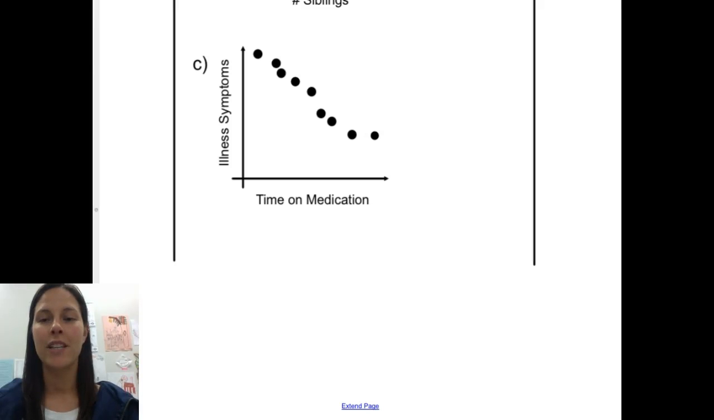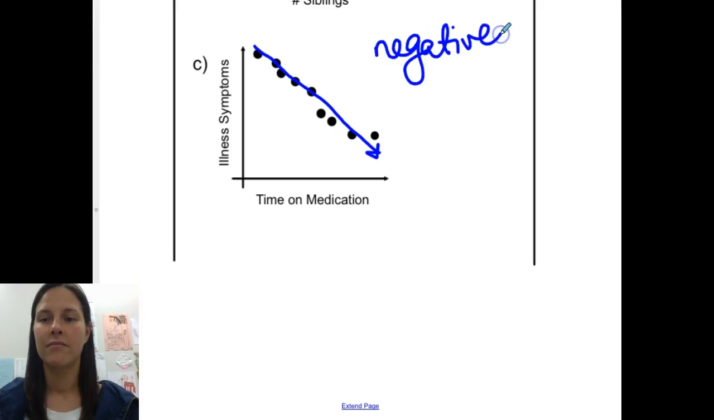Our last graph, we can tell that these points are going down the graph. So this is a negative correlation. Is it strong, moderate, or weak? Almost all of the points are very close to or are touching that line. So I would say this is a strong correlation.